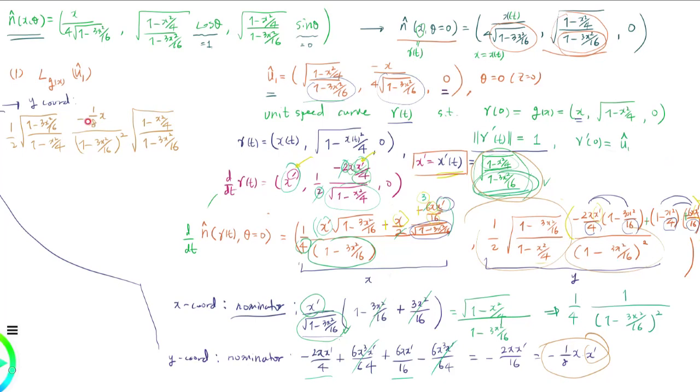Okay, in this case, those two factors are cancelled out, and what's left is negative x over 16 times 1 over 1 minus 3x squared over 16 and each square. So for the y coordinate case, we have negative x over 16 times 1 over 1 minus 3x squared over 16 and each square. Okay.